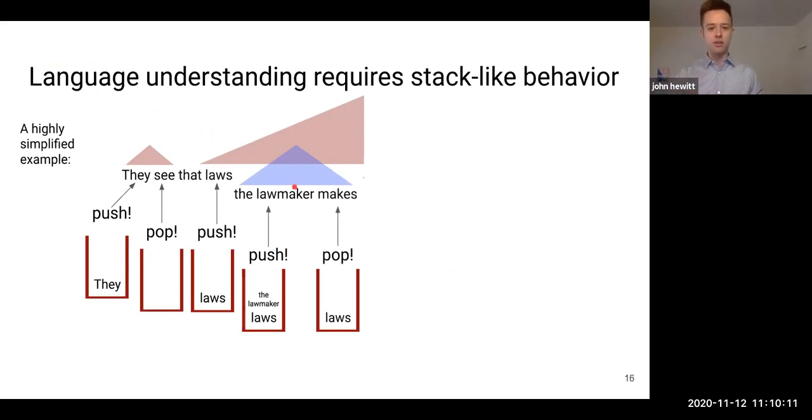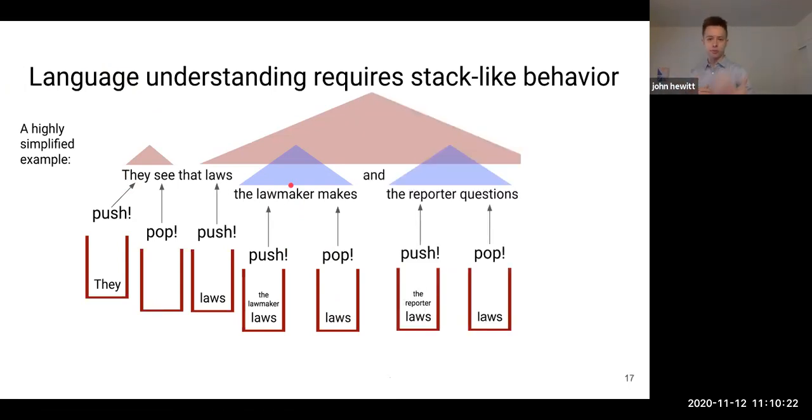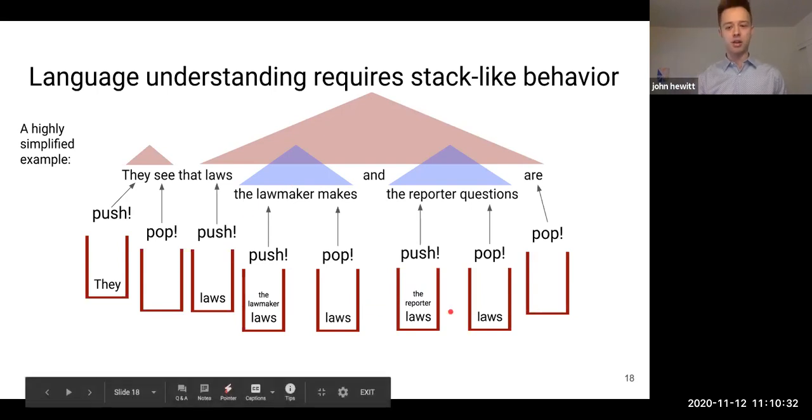So laws the lawmaker makes, you need to keep the word laws around, even though the most recent subject now is lawmaker. And you can do this more, right? Laws the lawmaker makes in the reporter questions. And finally, at a long distance, you see the word are, which is the verb of laws. Now you can pop laws.